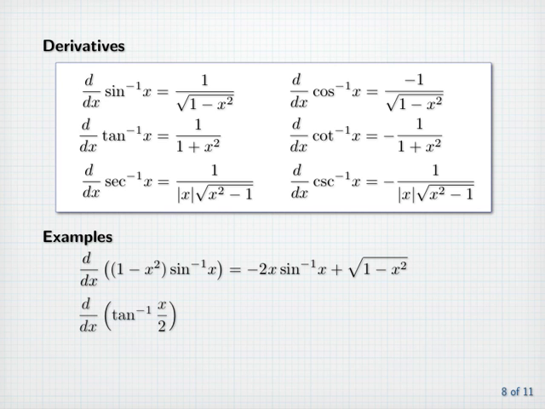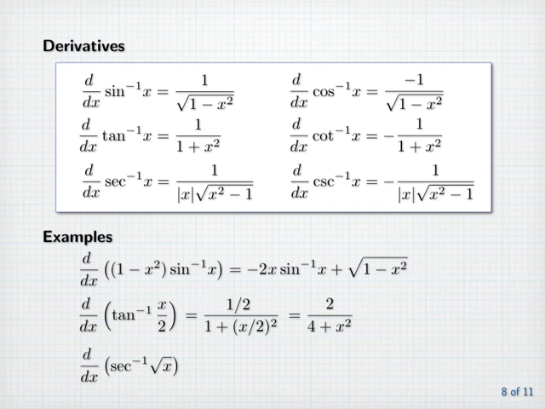Now let's take the derivative of the inverse tangent of x over 2. The outside function there is inverse tangent. The inside function is 1/2 x. So the chain rule tells us to put x over 2 into the derivative of inverse tangent. So we have 1 over 1 plus x over 2 squared times the derivative of x over 2, which is just 1/2. Now let's notice we have an x squared divided by 4 in the denominator. So let's multiply the top and bottom of this fraction by 4 to obtain 2 over 4 plus x squared.